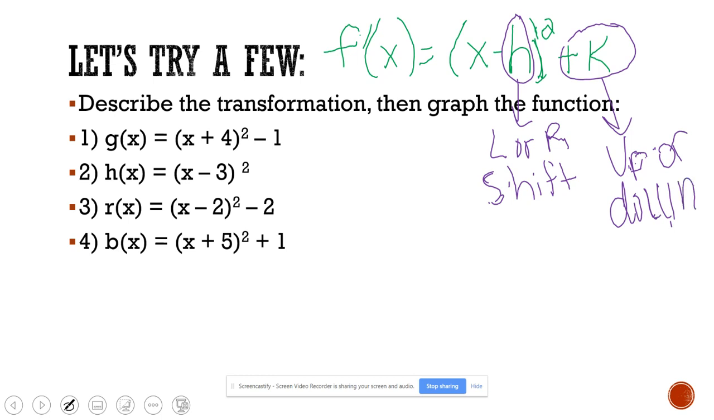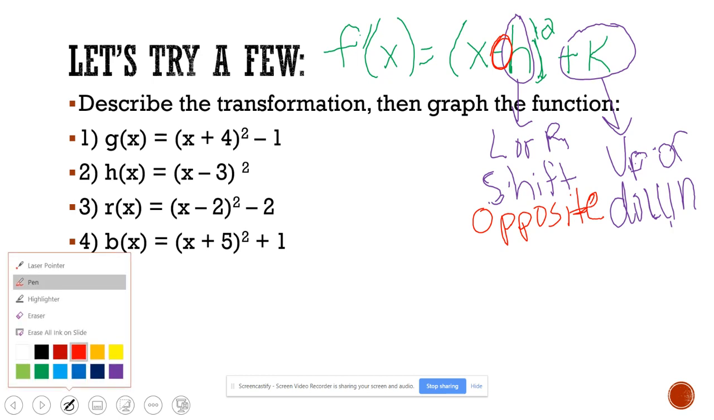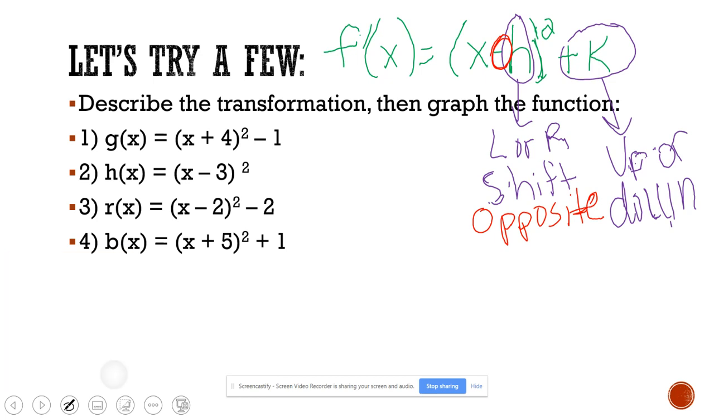And remember, our left or right shift is always going to be opposite of this sign. And we'll talk more about why that is tomorrow in class. So let's start with just labeling what happened to each of our parent functions. Now remember, our parent function was x squared.